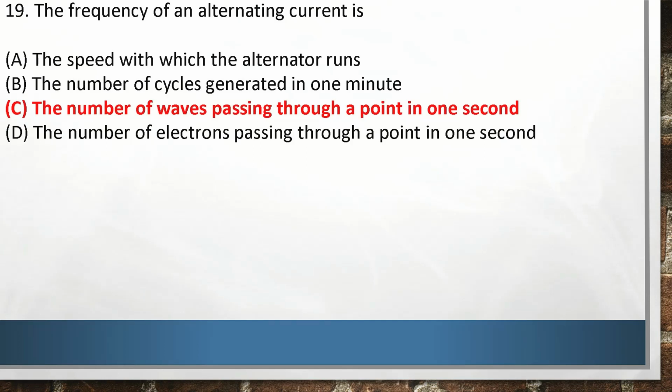19. The frequency of an alternating current is: A, the speed with which the alternator runs; B, the number of cycles it generates in 1 minute; C, the number of waves passing through a point in 1 second; D, the number of electrons passing through a point in 1 second. And the answer is C, the number of waves passing through a point in 1 second.